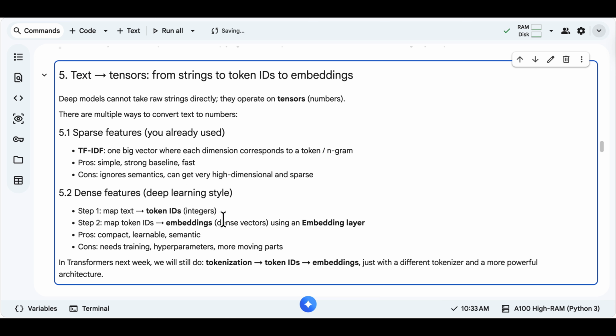A token ID is just a lookup key. The embedding is where the semantic learning happens. This two-step pattern will remain important when we move to transformers.